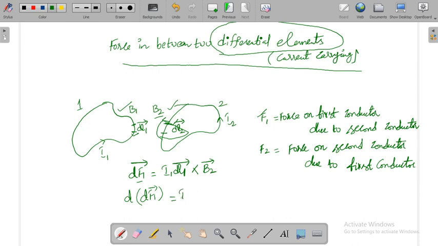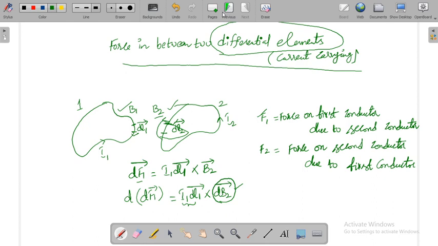Now how can I get this? I need to get I1 dl1 bar cross, so here I need to take again dB2 bar. So this is the magnetic field due to the small element dl2. dB2 bar is nothing but the magnetic field due to the small element dl2, and this is the current through the small differential element dl1. Hence this is the differential amount of force on the small first element due to the small second element. In this way we need to understand.